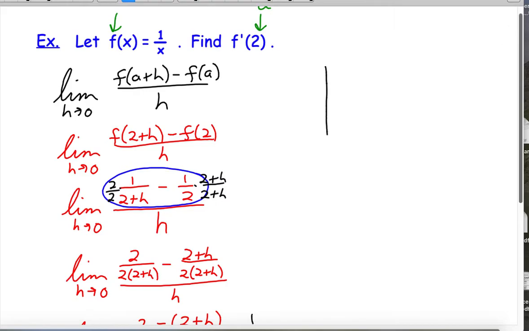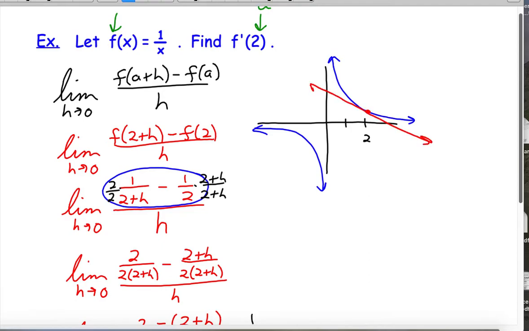And just to get a visual for that, what does 1 over x look like? That, and then we have another piece over here. And at x equals 2, that's somewhere over here. If I draw a tangent line at that point, it certainly is going to be negative. I didn't draw the slope well enough, but it seems like negative 1/4 is definitely a possibility. And you can verify it with a graphing calculator.